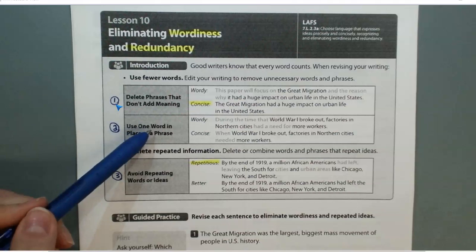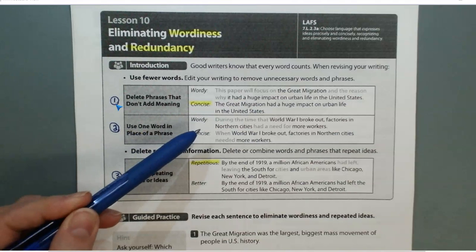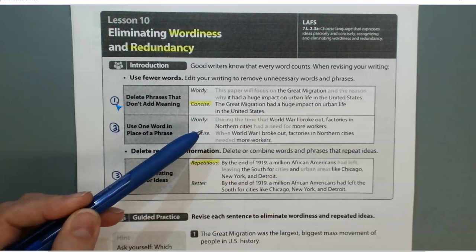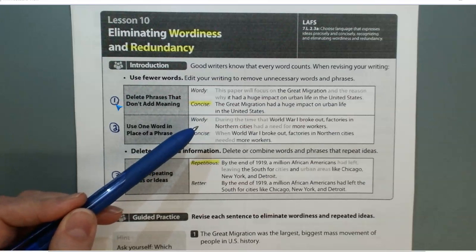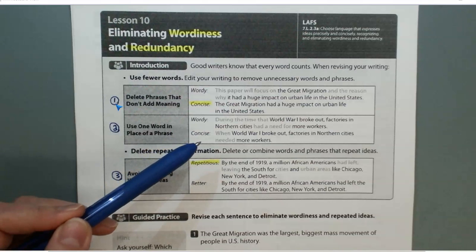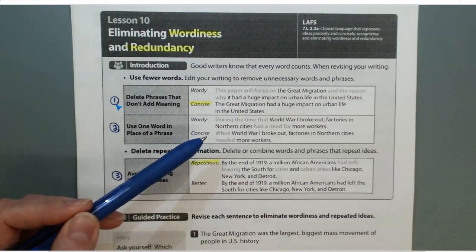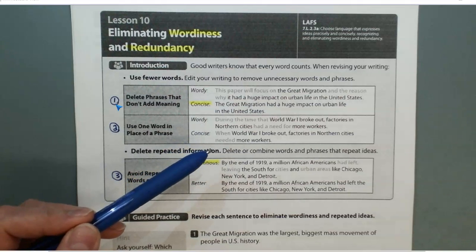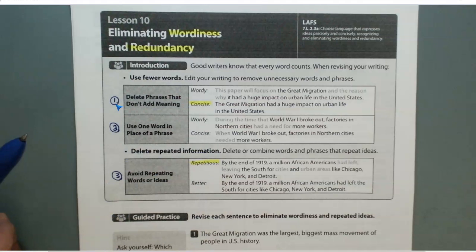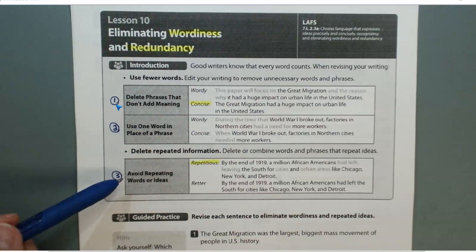Okay? Second example, use one word in place of a phrase. During the time that World War I broke out, factories in northern cities had a need for more workers. To make it more concise, "during the time that" becomes "when": when World War I broke out, factories in northern cities "had a need for" becomes "needed" more workers. See? Seems simple enough, right? Okay.